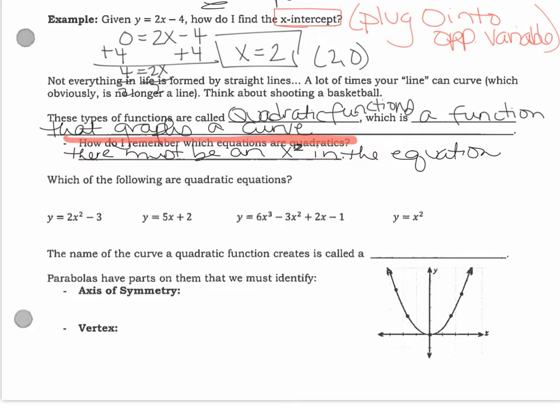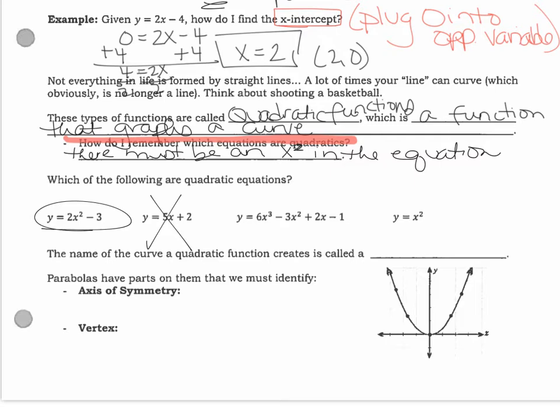So let's take a look at some of these examples. Which of the following are quadratic equations? We're going to circle all the ones that are quadratic. Look at the first one. Y equals 2x squared minus 3. Is that a quadratic equation? Yes, because x is squared. What about the next one? Y equals 5x plus 2. Is that a quadratic equation? No, because I have no x squared.